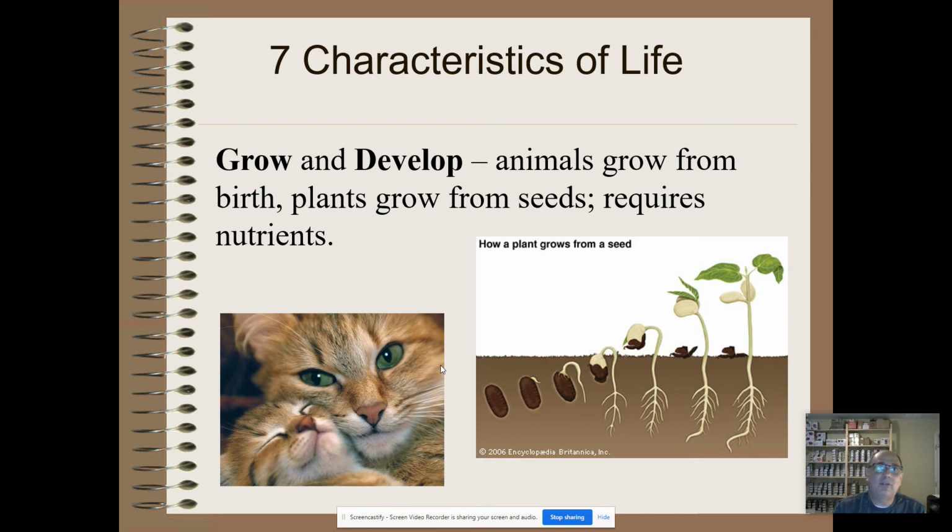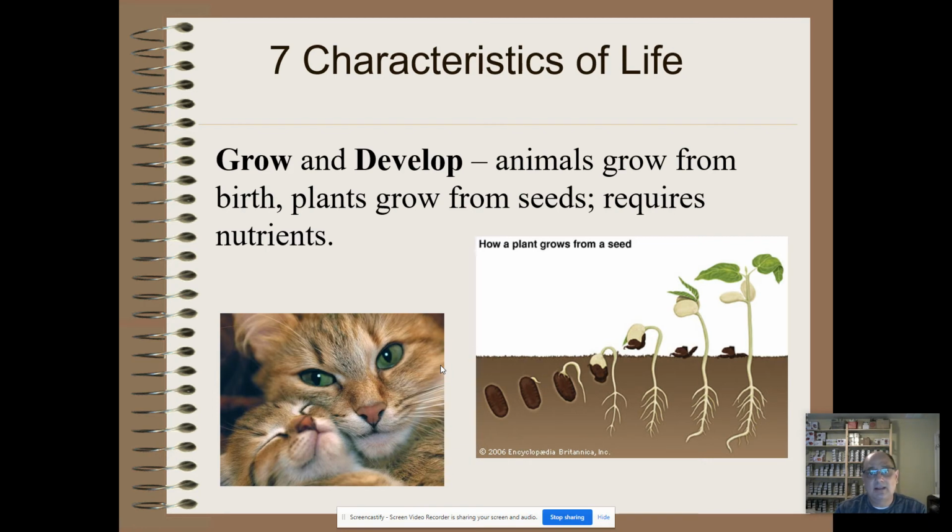Now, just like I've told you in the past, if you go into different science texts and look at different research, some say there's only 6 characteristics of life. I like to stick with the 7 that I know. So I would put number 1 right underneath there. So 7 characteristics of life.